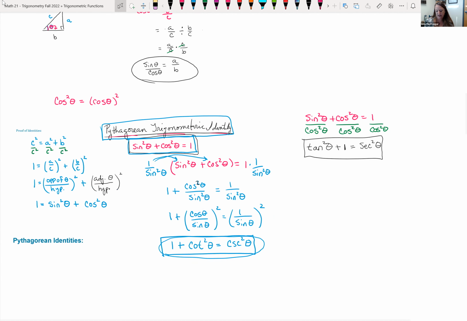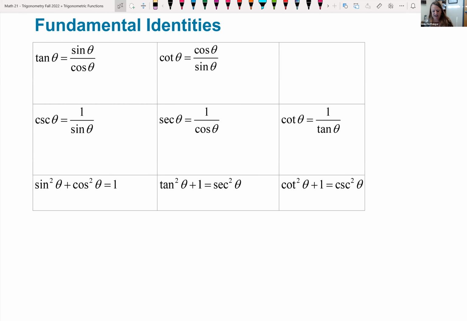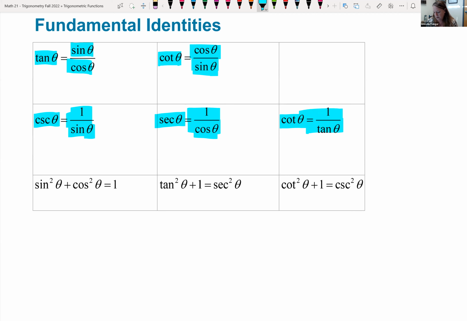So we have some fundamental identities in front of us. Tangent theta equals sine theta over cosine theta. So these are ones that you're going to want to memorize. You should know that cotangent theta is cosine theta over sine theta. Cosecant theta is 1 over sine theta. Secant theta is 1 over cosine theta. Cotangent theta is 1 over tangent theta.